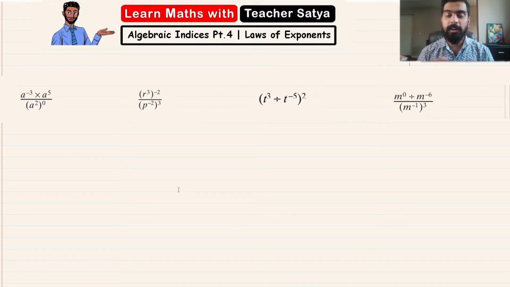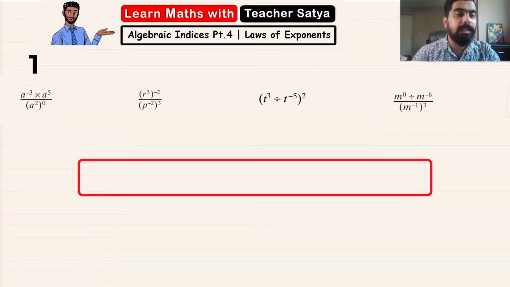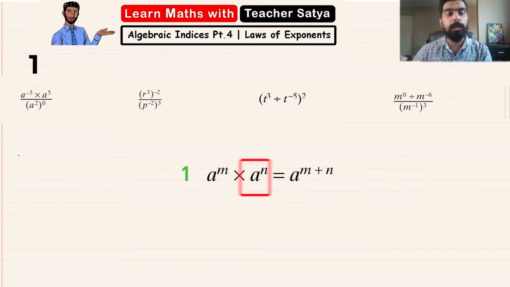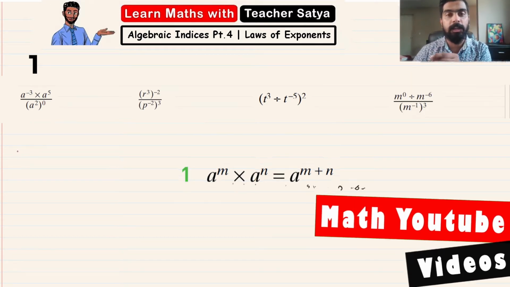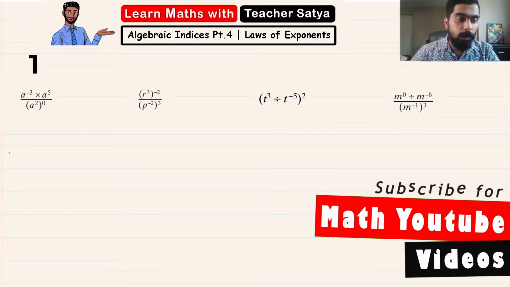Alright guys, now let's go ahead and use this understanding and solve a few questions. Now first of all guys, when we have something like this, let's see if we can use law number 1 to solve it. So what do we have here? Law number 1 states that we add the exponents if the bases are the same. So we have a to the power of -3 plus 5 over a to the power of 0, right guys?